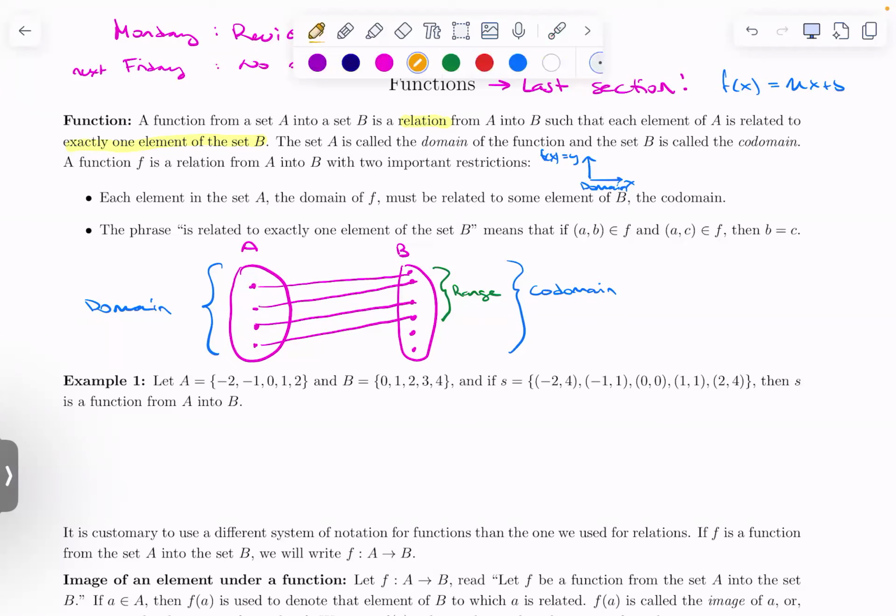So all elements in A must be "used," and I'm going to say used in quotes because I think that's more useful than the definition. Just thinking about, okay, every element in A has to be used in this function.